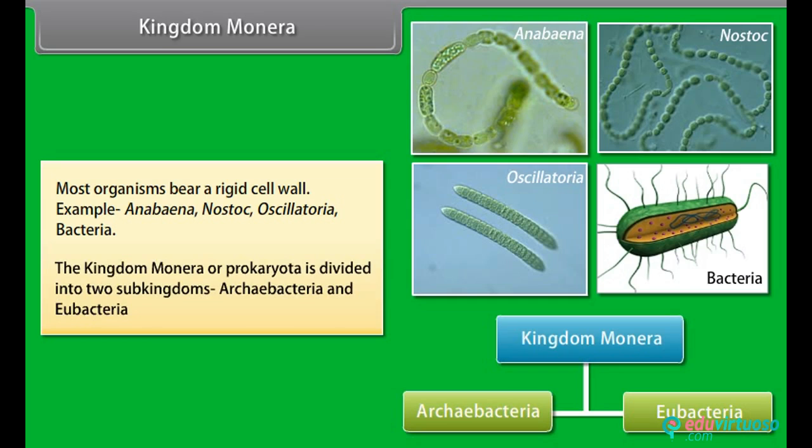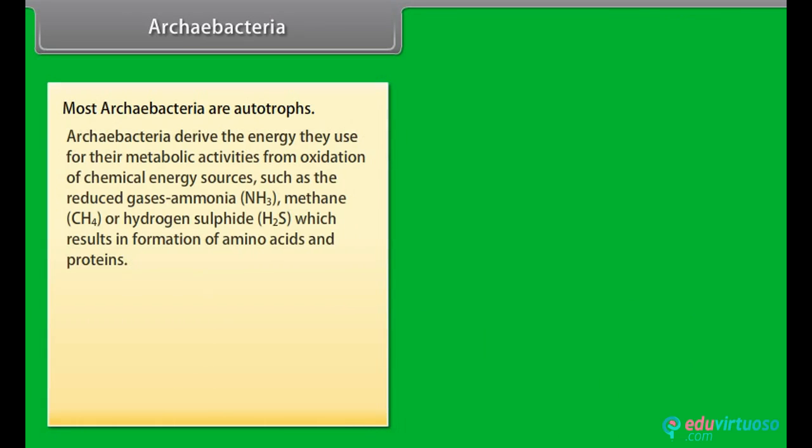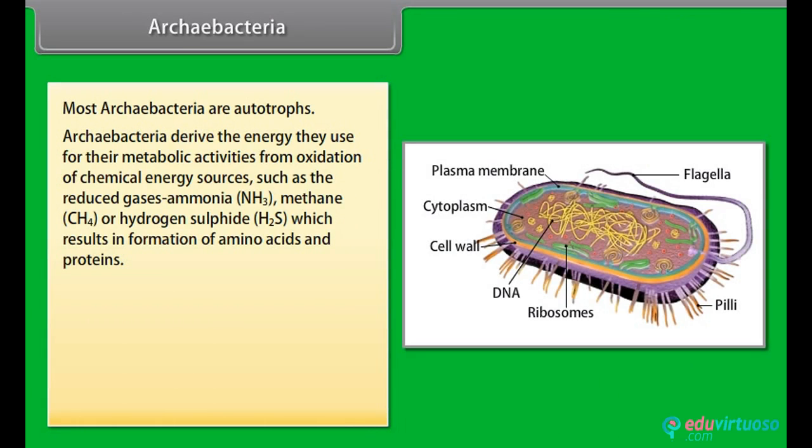Archaebacteria and Eubacteria. Archaebacteria. Most Archaebacteria are autotrophs. Archaebacteria derive the energy they use for their metabolic activities from oxidation of chemical energy sources such as the reduced gases ammonia NH3, methane CH4, or hydrogen sulfide H2S, which results in formation of amino acids and proteins.